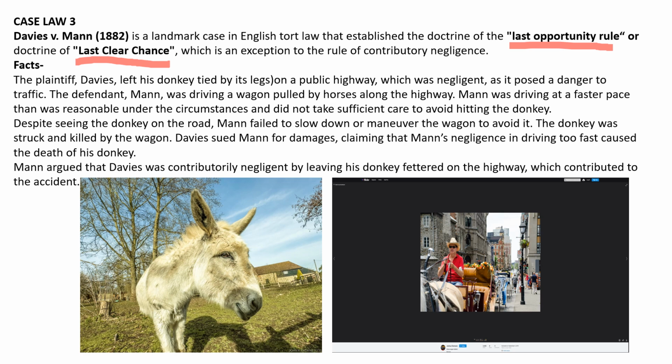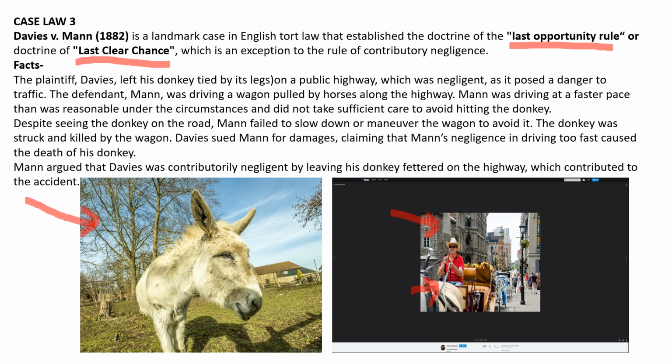Facts. The plaintiff Davis left his donkey tied by its legs on a public highway, which was negligent as it posed a danger to traffic. The defendant, Mr. Mann, was driving a wagon pulled by horses along the highway. See, he is driving a wagon. It is pulled by horses. You can see it. The horse is very little visible, but it is a wagon.